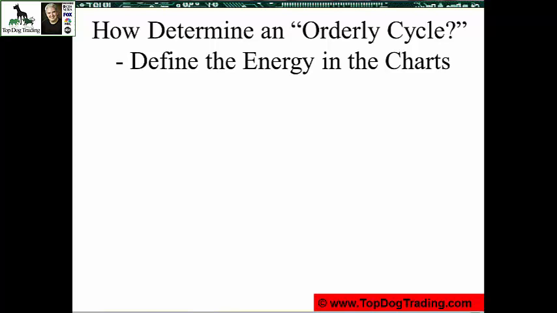I don't like to use the word predictable, by the way, because that assigns too much certainty to what we're doing, but a probability, which is really all we need. All we need to exploit that probability over a large period of time is what makes us money. So here's how I determine an orderly cycle.